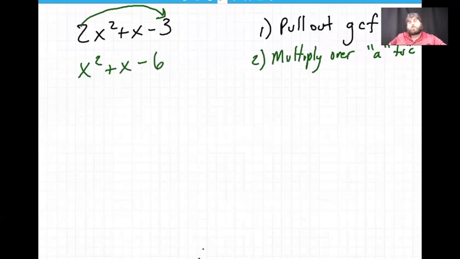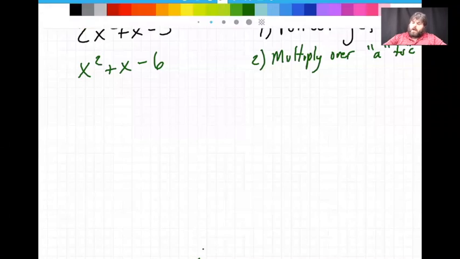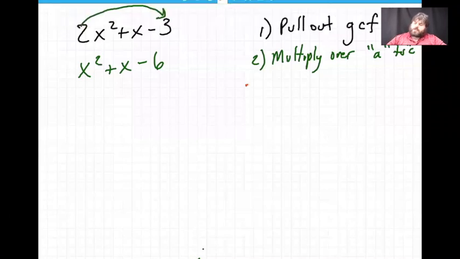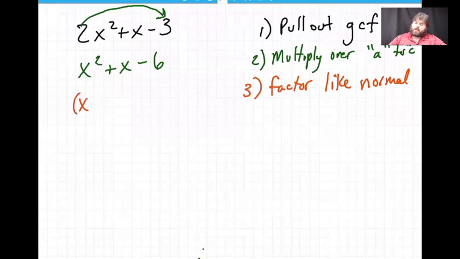Now what we just did was we broke every kind of math rule there is. But you got to make sure that when you do this, you do it very specifically. We just broke a rule. All right, but it's okay. It's going to work out. Third step is factor like normal. Just like a normal equation here, I'm going to factor like normal. So two things that multiply to be -6 that add to be +1. That's going to be +3 and -2.